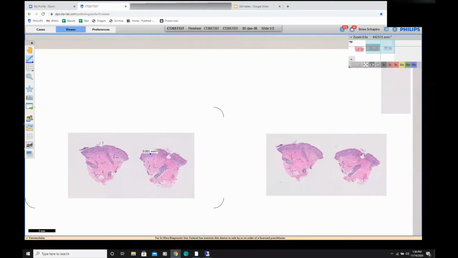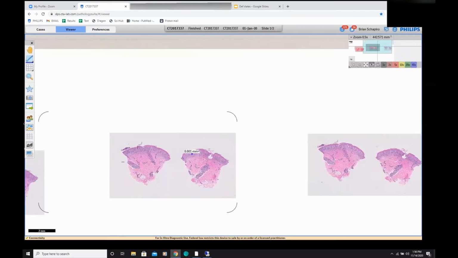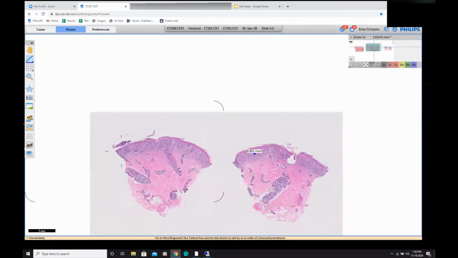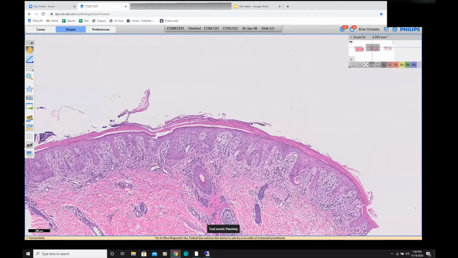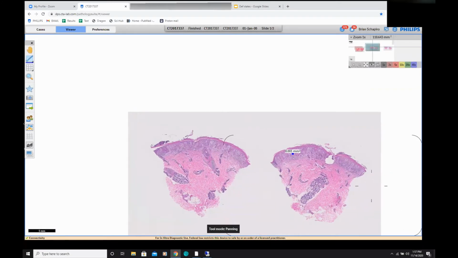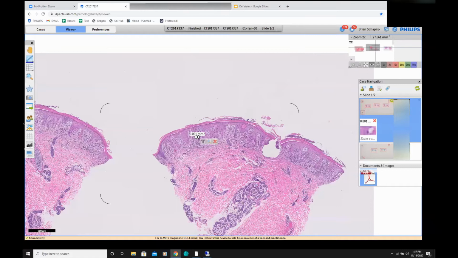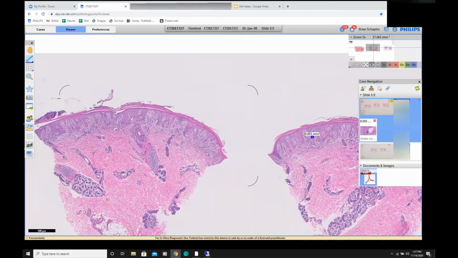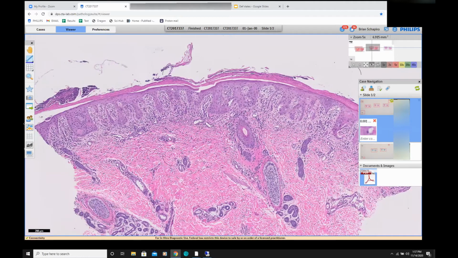Okay, so the next entity, I checked through our files, and this was the only example that I could find. This is a case where you have confluent parakeratosis on top in a punch biopsy, associated with mild psoriasiform hyperplasia. You see some elongation of the rete ridges.